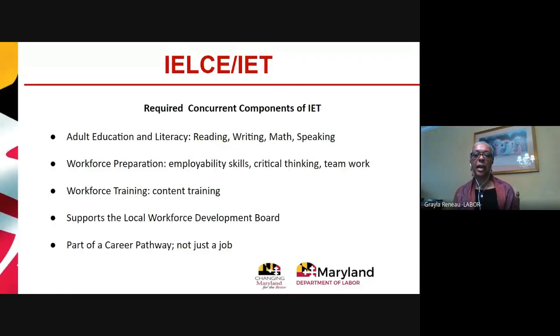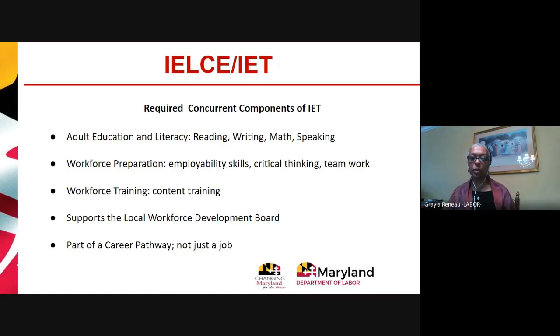So the components of the IET are adult education and literacy. Once again, you're seeing there's adult education and literacy that must take place in your IET also. That would be your reading, writing, math, speaking English, communicating as it pertains to the content training that's in the IET, okay?